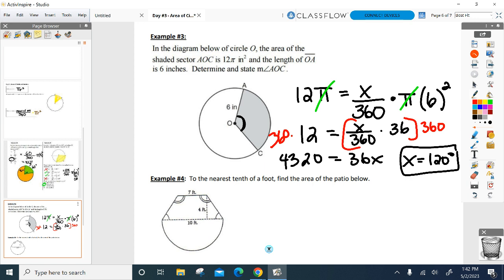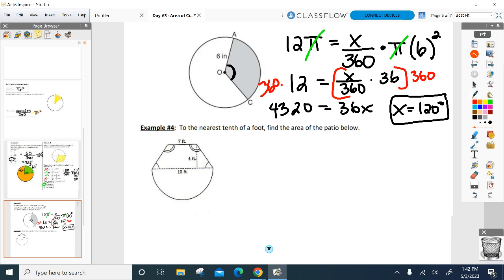And look, that's all I got for you on sectors. There's not much else we can do. What I want to do now, I love doing this, is taking two figures we've talked about already in this unit and smushing them together. What's the total area?